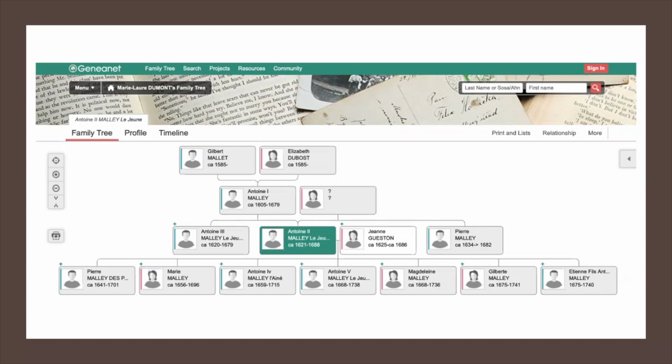And one of them came along, and we have a Gilbert Malley up here. You won't see it very well. And he apparently was an Irish exile. And he was born about 1585, which was during the lifetime of Grace O'Malley, the Pirate Queen.